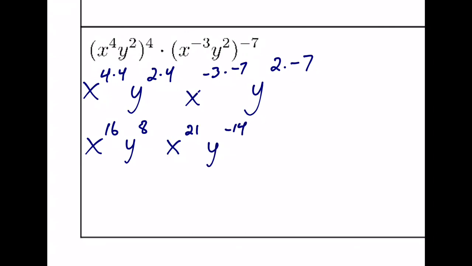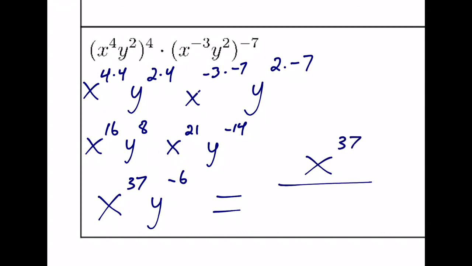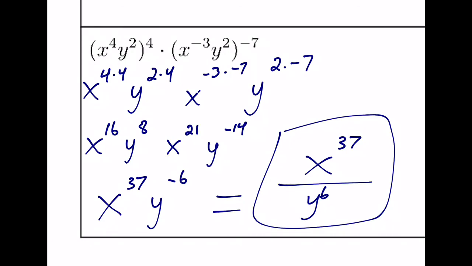So I will combine the like terms and add them together. 16 plus 21, x is going to be raised to the 37th power, and y is going to be raised to the negative 6th. I can't have a negative exponent, so I change this, and it becomes x to the 37th divided by y to the 6th, using the negative exponent rule.